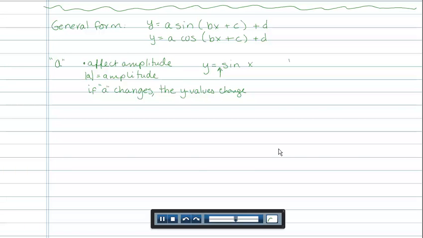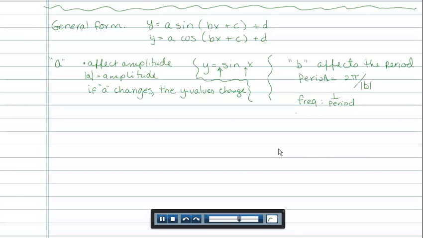Now, the other one that we're going to talk about is B. B affects the period. Remember, right now in the original curve, B is 1. We can calculate the period because the period is 2 pi over the absolute value of B, and the frequency is 1 over the period. Normally you want to end up with 2 pi on the bottom when you do this type of calculation so that it makes sense physically.